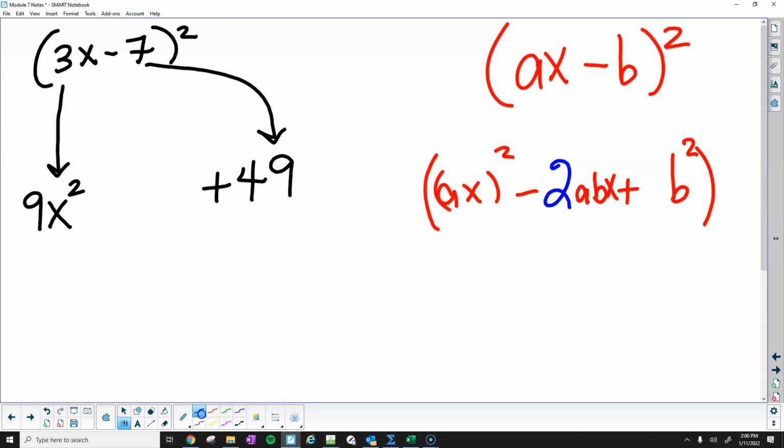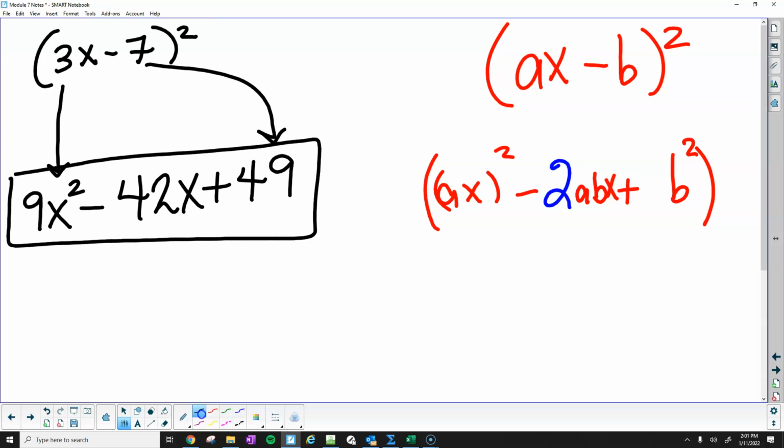Okay, let's talk about the middle. That's a minus. I'm going to put a minus. Do y'all know what 3 times 7 is? Just double it. Y'all can double 21 in your head. What's 21 doubled? 42. So that's what goes right there. 42x.